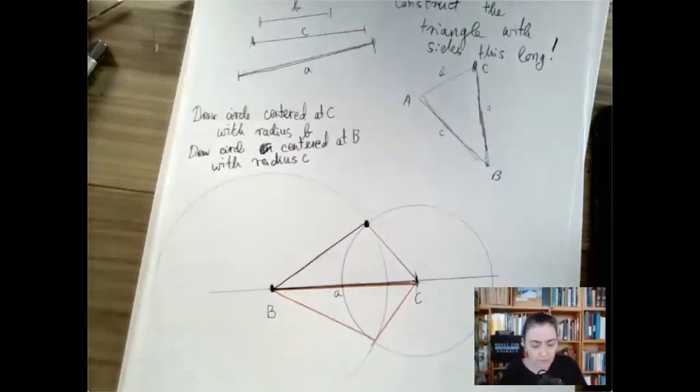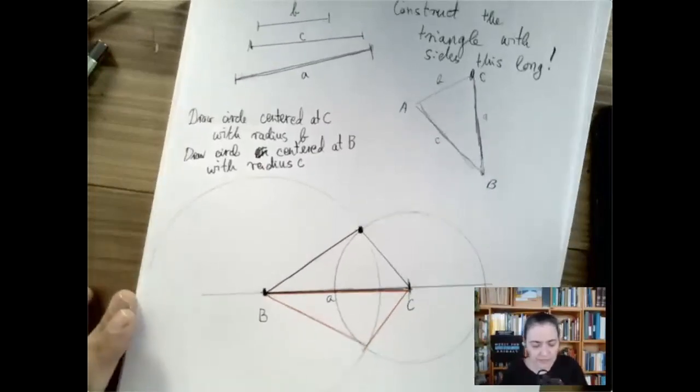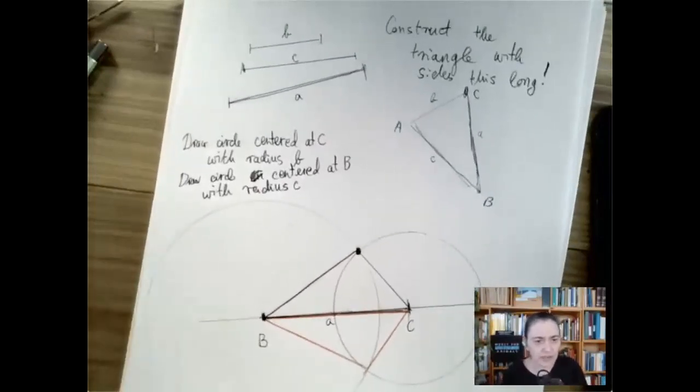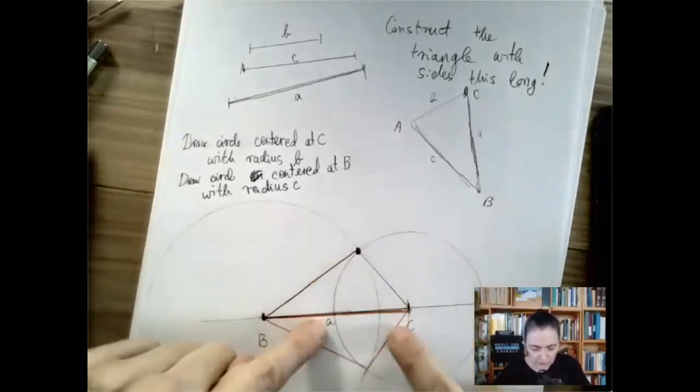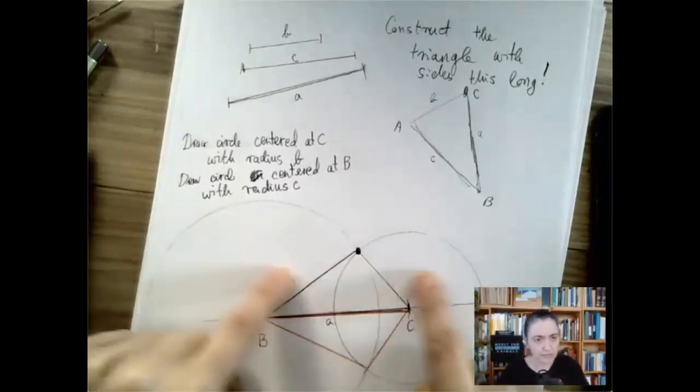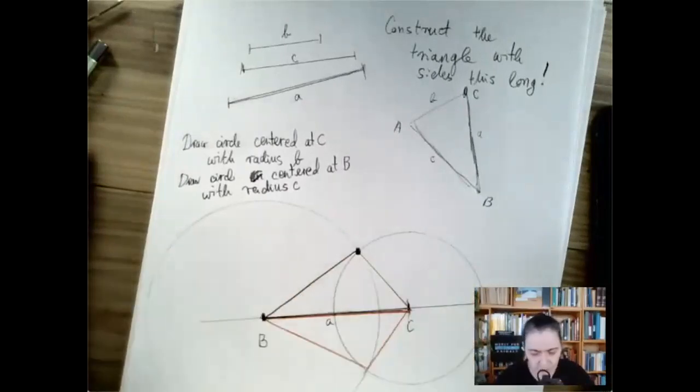And also, let's just think about what would it look like if the triangle inequality failed? If the triangle inequality failed, these 2 circles would not meet. They would be too small to meet. So that's the other construction problem.